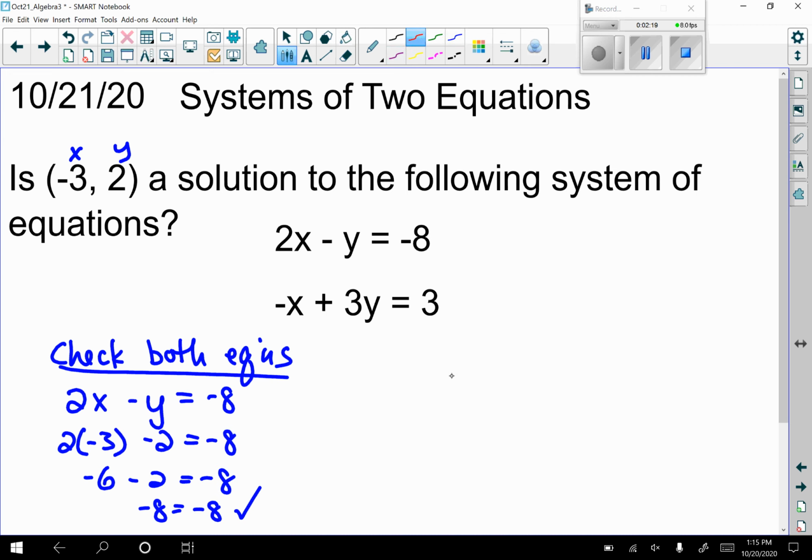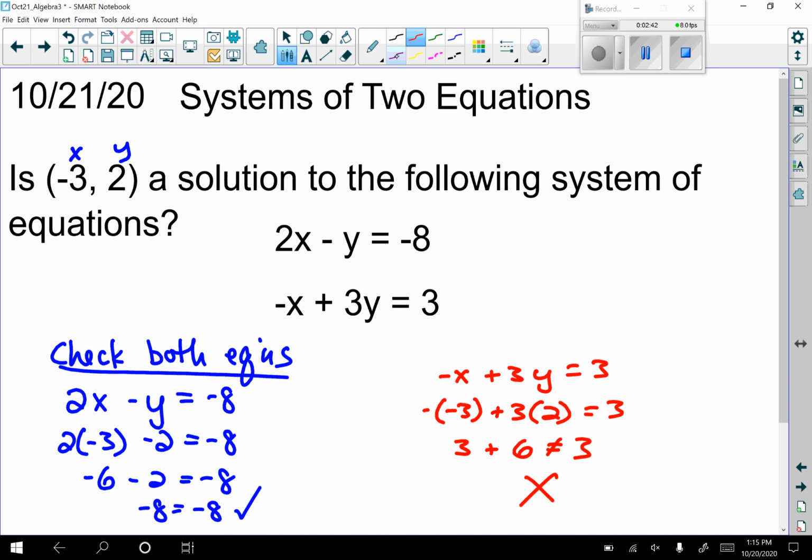Now I'm going to check the second one. This is the opposite of a negative 3, plus 3 times 2 equals 3. So this will give me 3 plus 6. 3 plus 6 definitely doesn't equal 3. So it was on the first line, it is not on the second, so it cannot be on both. Because this one did not work out, but the first one did, we would just answer an overall no. It is not the point of intersection.